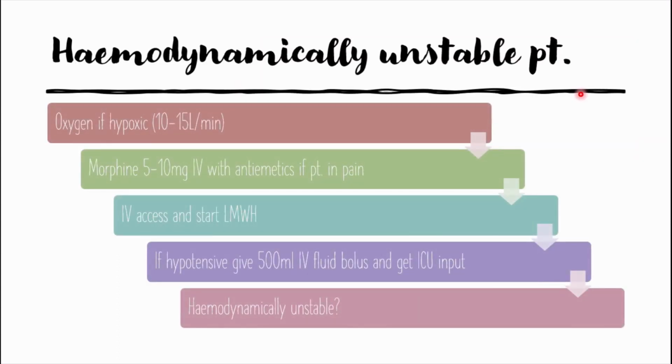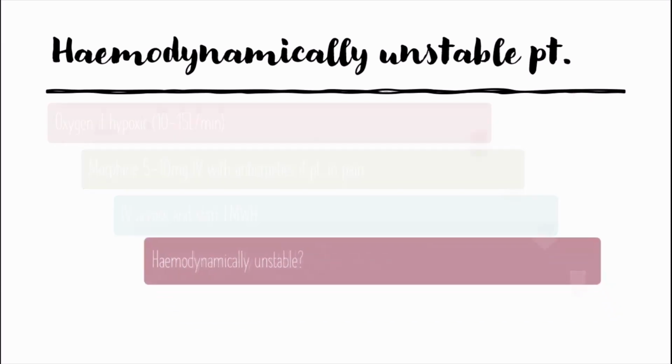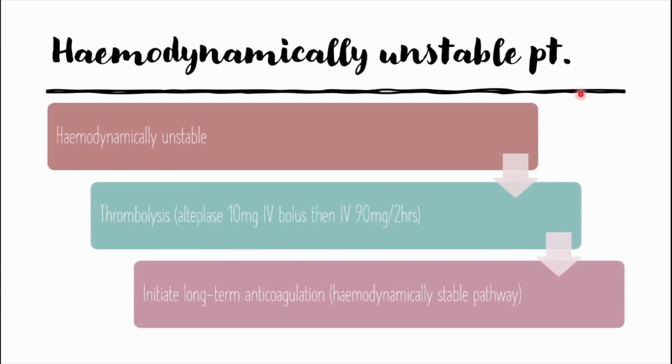If your patient is hemodynamically unstable, you begin by providing oxygen at 10 to 15 litres per minute if they are hypoxic. 5 to 10 milligrams of morphine and antiemetics can be provided if your patient is in pain. The patient should be started on low molecular weight heparin, and if they are hypertensive, given a 500 ml IV fluid bolus, and you should get ICU input. If the patient is still hemodynamically unstable, begin thrombolysis using alteplase, and then initiate the long-term anticoagulation pathway, which is what we spoke about for our hemodynamically stable patient.